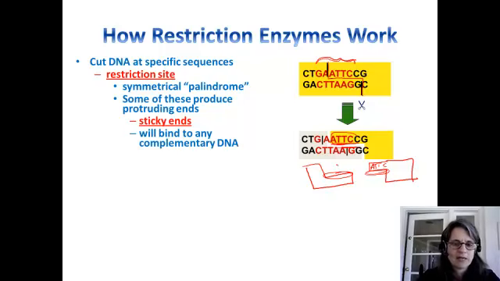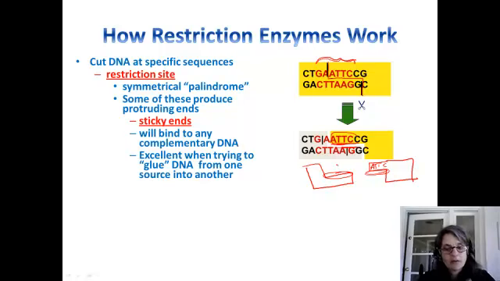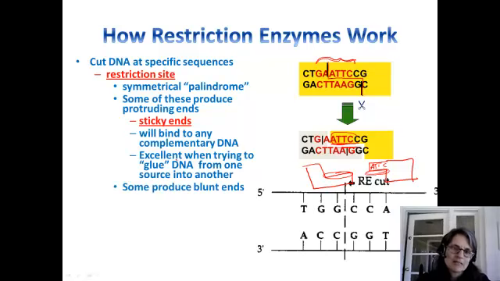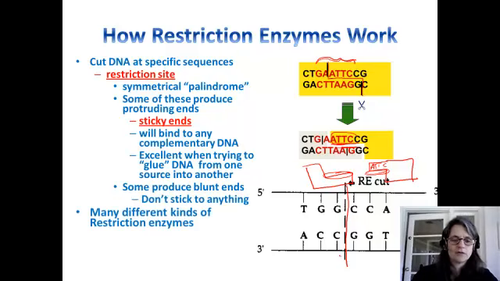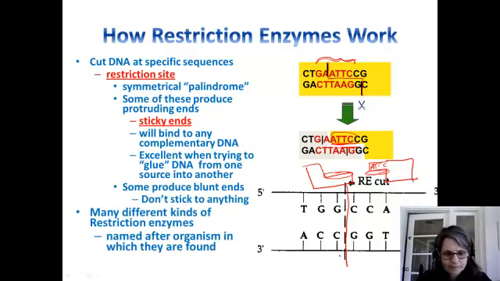Okay, so they will bind to any complementary DNA that they find. So that's really helpful when you're trying to stick DNA from one source into another. If they've got the complementary sticky ends to their DNA, then they'll stick right together very readily. Now, some restriction enzymes don't work that way. Some just chop right down the middle, and if we do that, then we have what are called blunt ends and nothing can stick. So those aren't particularly useful. It's the sticky ends that we want if we're doing genetic engineering.